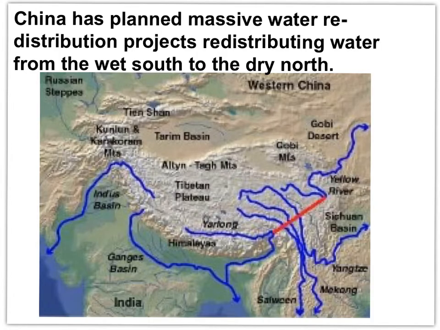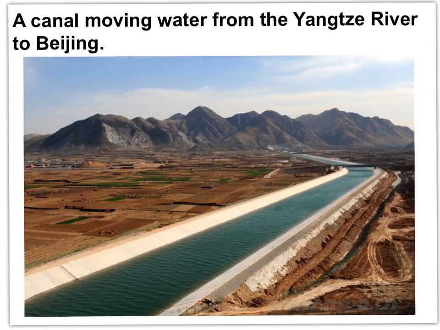China has planned massive water redistribution projects that would redistribute water from the wet south to the dry north. China plans to divert water from the high Himalaya, the Brahmaputra River, which runs into India, and move that water to the Yellow River here. You might imagine that India is very concerned about this plan. This is a canal that moves water from the Yangtze River in China to Beijing.